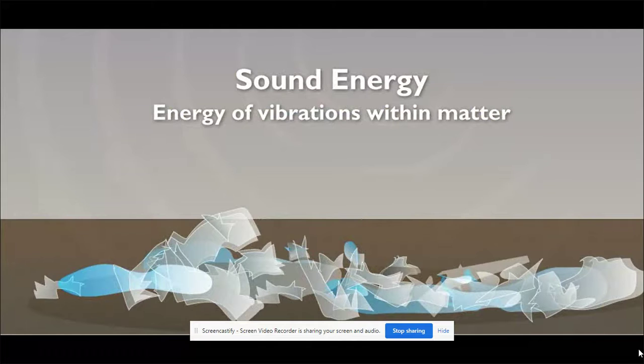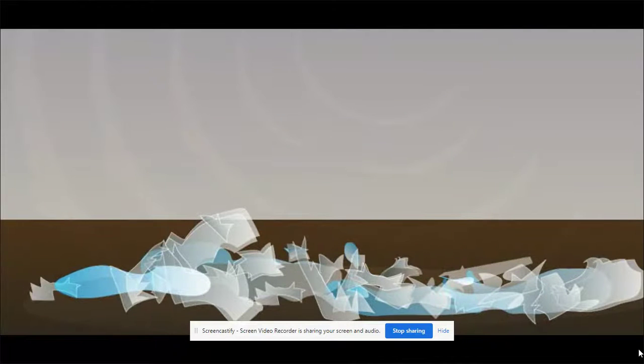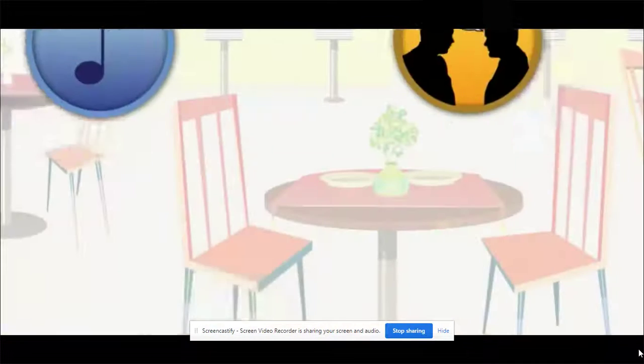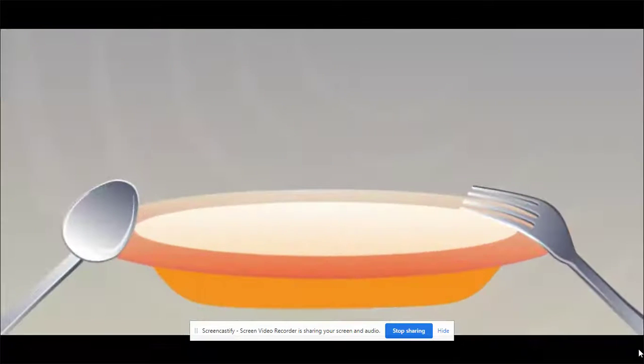Like sound, the energy of vibrations within matter. When the glass struck the floor, crack! It sent vibrations through the room and created sound. Is sound kinetic energy? Yup, sound is the movement of vibrations through matter, so it's kinetic. The music, the chatter of the other diners, even the clinkety-clank of the plates and silverware. All sound. Speaking of sound, know what sounds good?